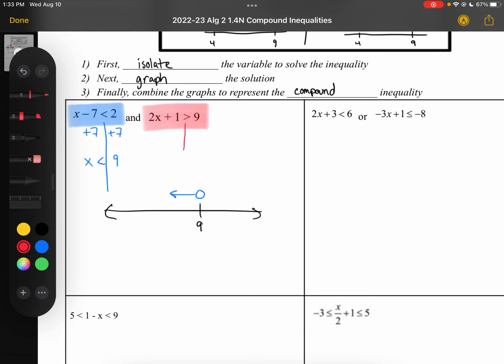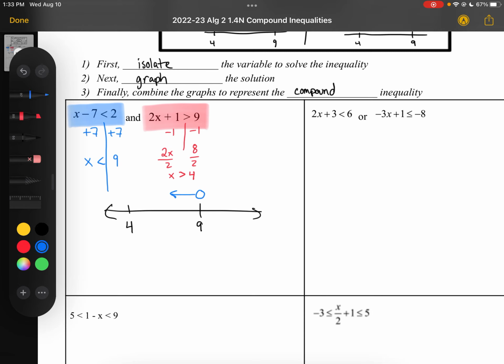Let's find our red answer now. Same deal. We want to get the variable alone, so we'll subtract 1 from both sides. Let's get 2x equals 8. Divide both sides by 2, and we'll get x and 4. No multiplying or dividing by negatives here, so the sign stays the same, so we'll get x is greater than 4. Okay, back down to the number line over to 4.